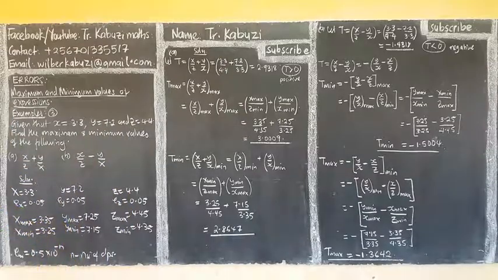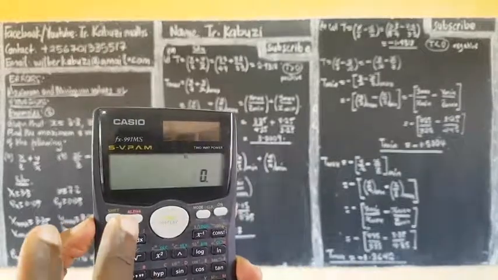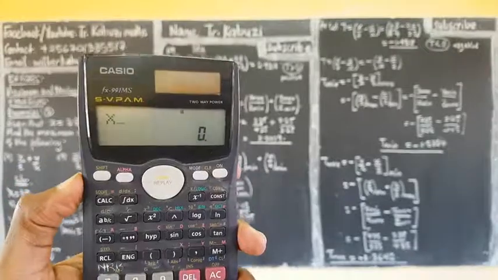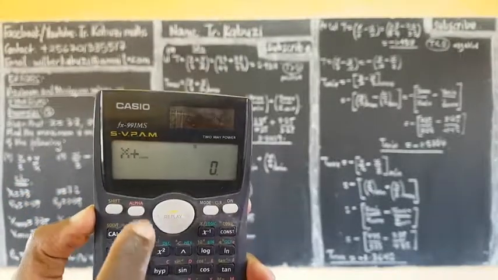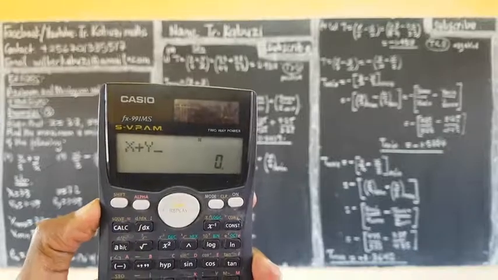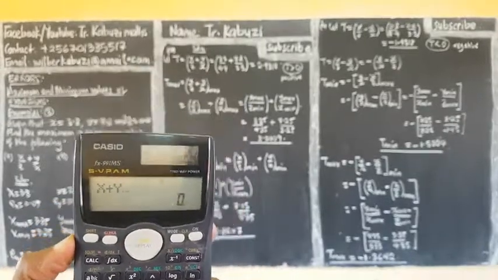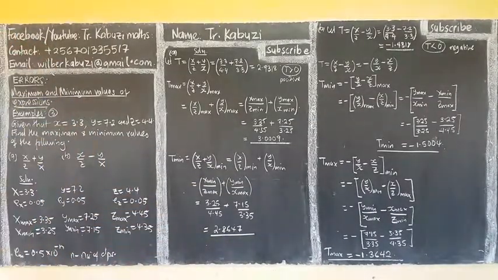What you do, you get your calculator like this. Then say shift, alpha, then press X. Then say plus, because there we have plus. Then say alpha, then you press this Y. I think this is what we are getting. So it means that I'm going to consider the first fraction as X, then the second as Y.